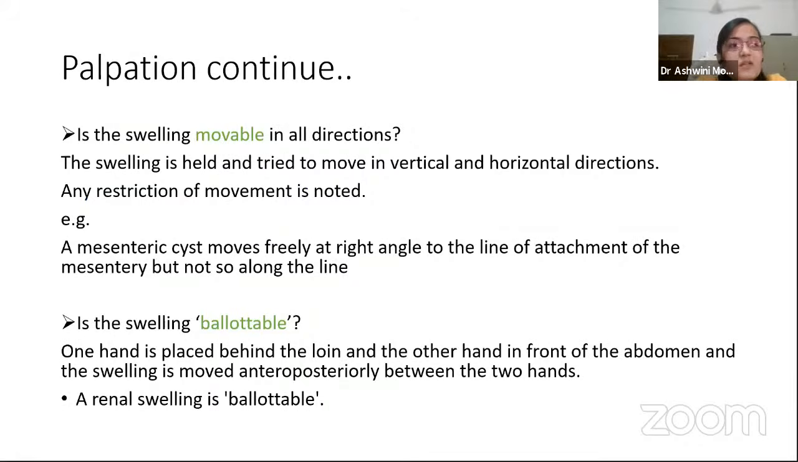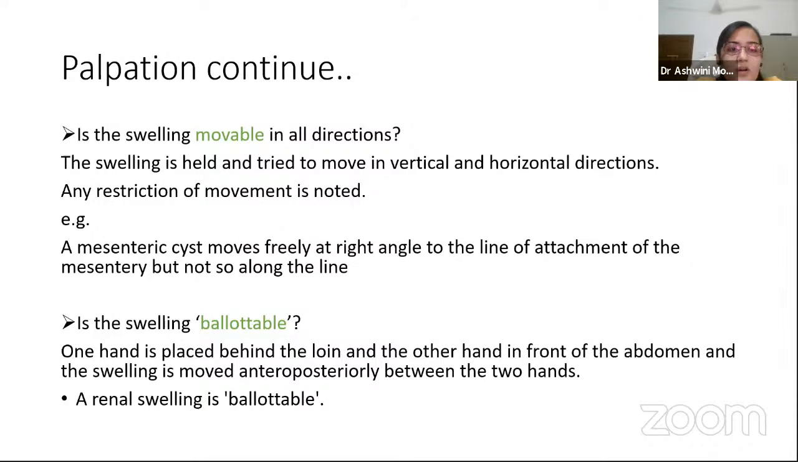After that, is the swelling movable in all directions? Is it moving with respiration, right? But after that we also have to see whether it is moving in all directions. It is important, as in the case of a mesenteric cyst, it will move freely at right angles to the line of attachment of the mesentery, but it won't move along the line of attachment of the mesentery. So is it moving vertically, horizontally, in all directions or not? That is also what we have to see. Or is it a restricted swelling or not?